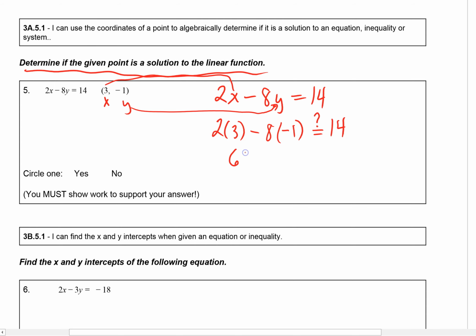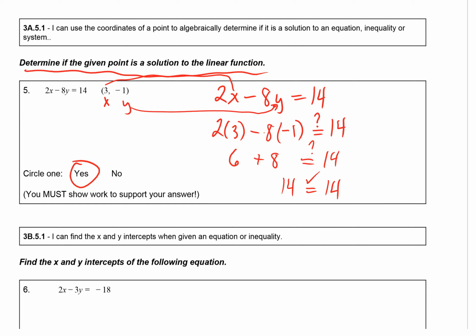2 times 3 is 6. Negative 8 times negative 1 is a plus 8. A negative times a negative is a positive. 6 plus 8 is 14. 14 equals 14. You will get yes for your answer. This is a point that is a solution. Please realize you must have support to get credit for this question. You just can't say yes or no.